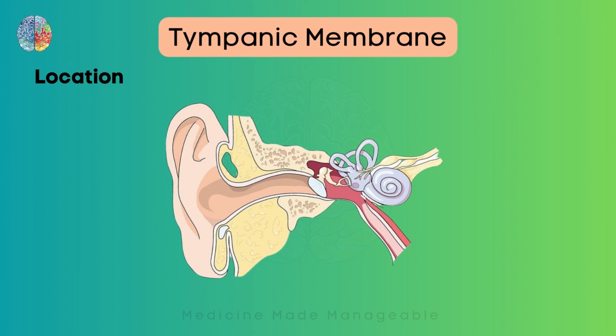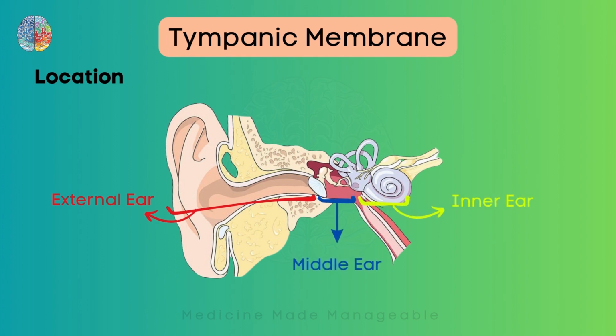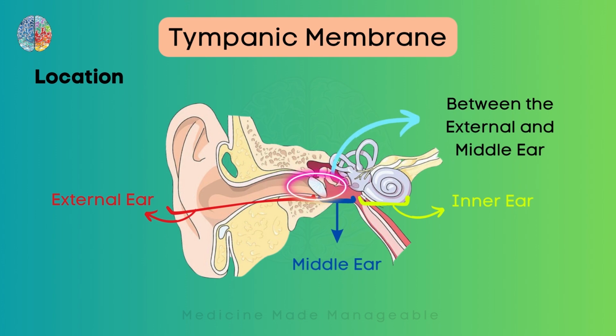Here we have a cross section of the ear. This part is the external ear, which I have discussed in my previous videos. This part is the middle ear and this is the inner ear. So the tympanic membrane is located here, right in the middle of the external ear and the middle ear. So let's zoom into this part and see it in more detail.